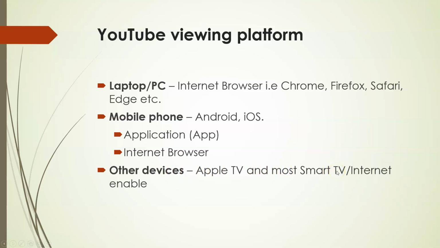Normally a lot of TVs now are becoming smarter, and they come with a YouTube application, so it makes YouTube viewing much more convenient on your TV when it has an internet connection enabled. So amongst other devices, there are a lot of options nowadays that you can watch YouTube from.